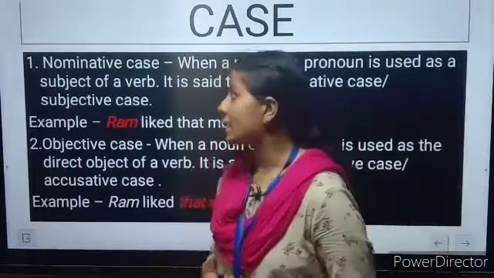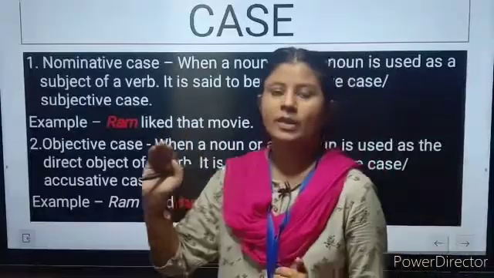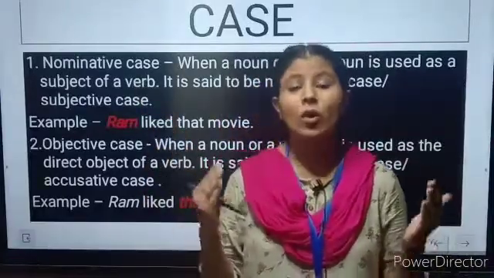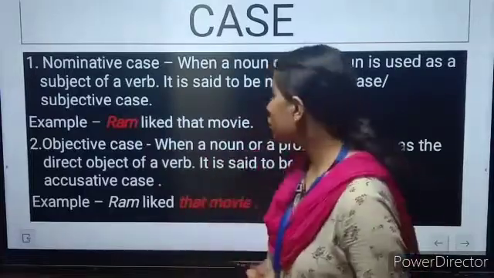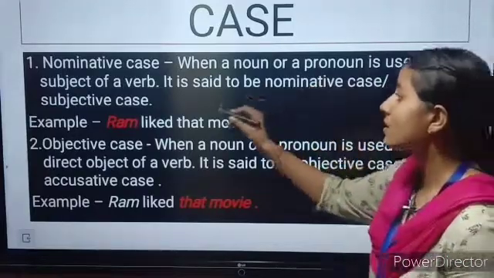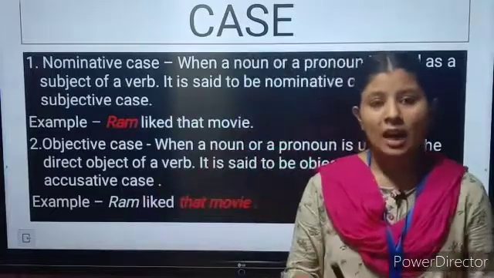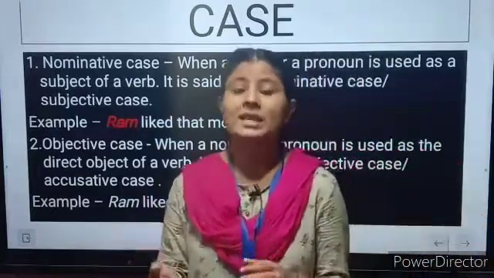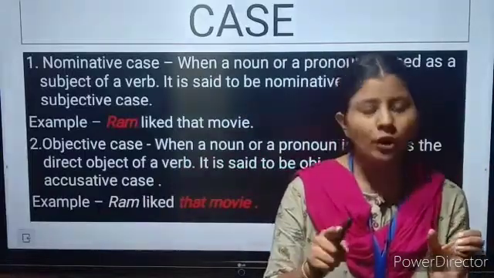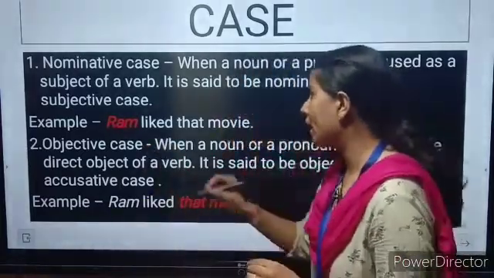Okay, what is case? There are 5 kinds of noun cases we will be learning. First is nominative case. Now let's understand what is nominative case. So students, when a noun or a pronoun is used as a subject of a verb, means if in any sentence a noun or a pronoun is used as a subject of a verb, then that case will be called a nominative case, or you can say subjective case. Clear? You can see this example written over here.